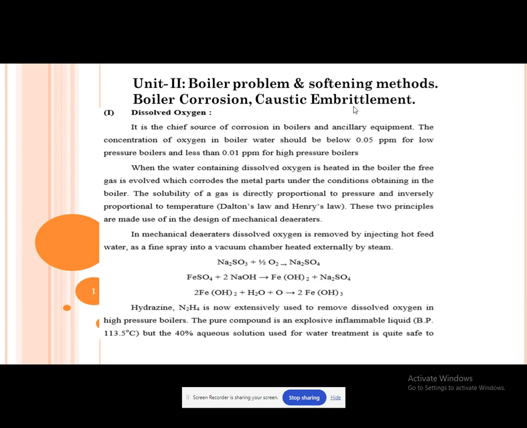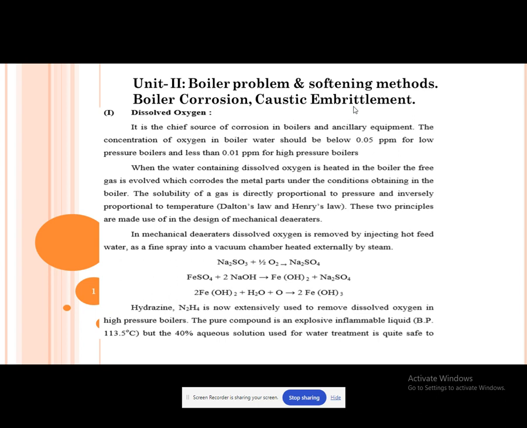The solubility of a gas is directly proportional to pressure and inversely proportional to temperature. That is Dalton's law and Henry's law. These two principles are made use of in the design of mechanical deaerators. In mechanical deaerators, dissolved oxygen is removed by injecting hot feed water as a fine spray into a vacuum chamber heated externally by steam. The reaction shows how iron gets corroded in the presence of dissolved oxygen.